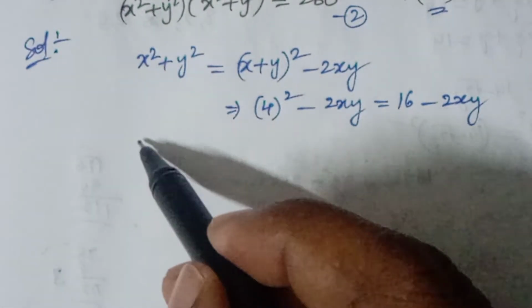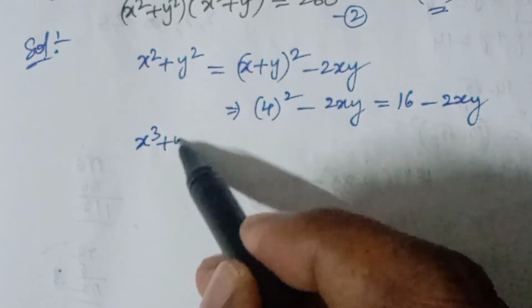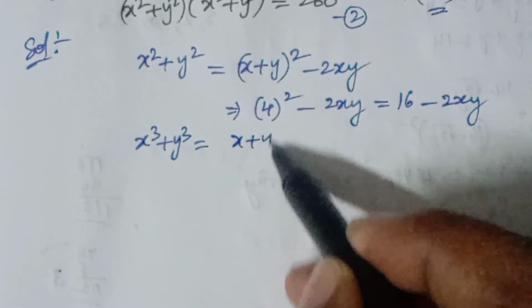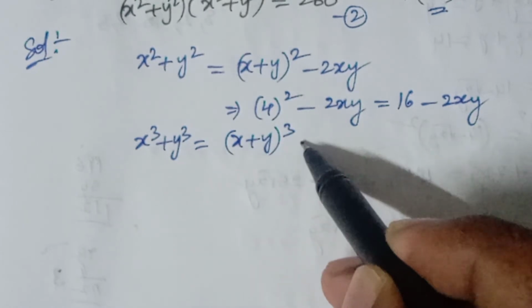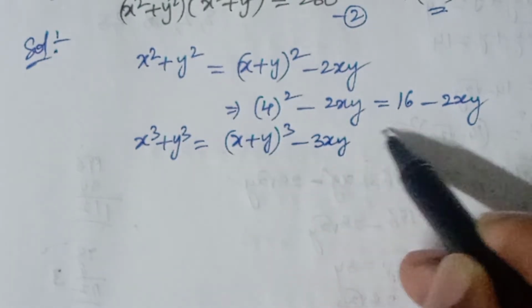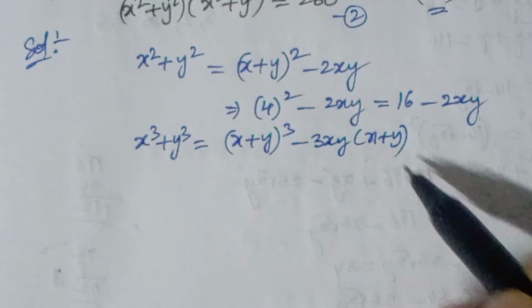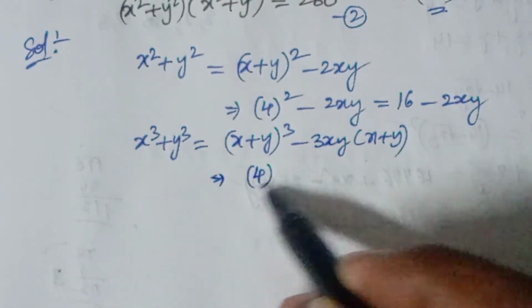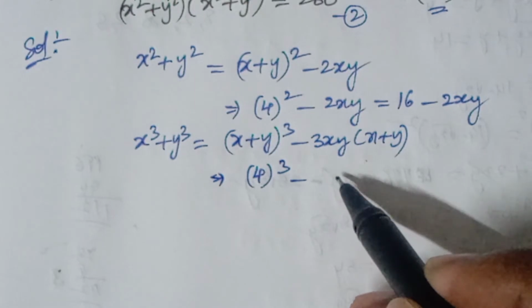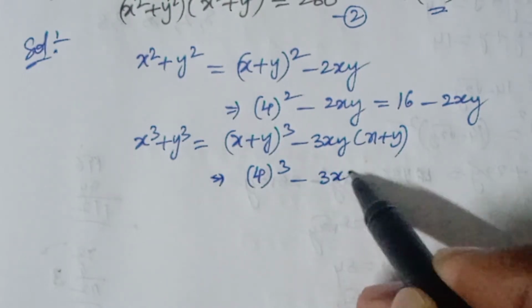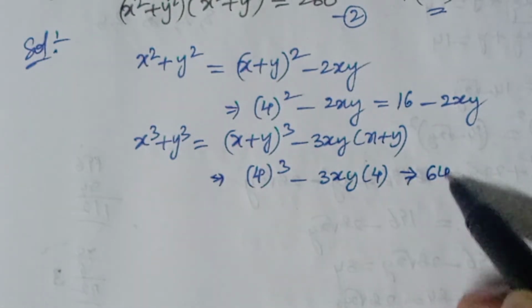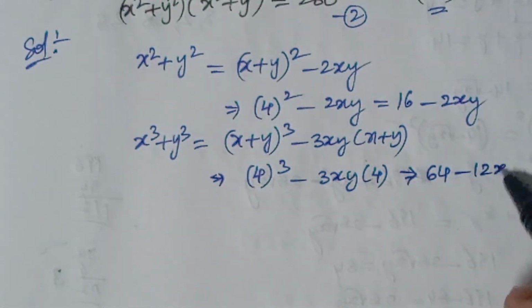Next, I want x cube plus y cube value. X cube plus y cube value is x plus y whole cube minus 3xy into x plus y. So this can be written as 4 cube minus 3xy into 4. That is nothing but 64 minus 12xy.